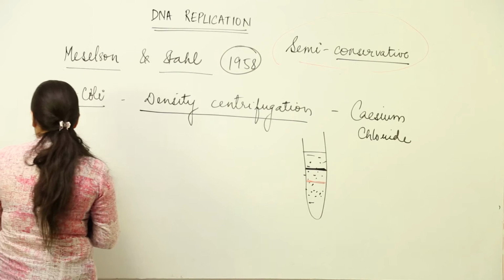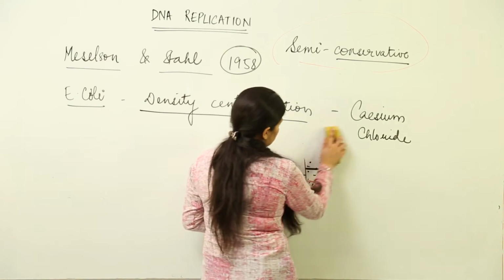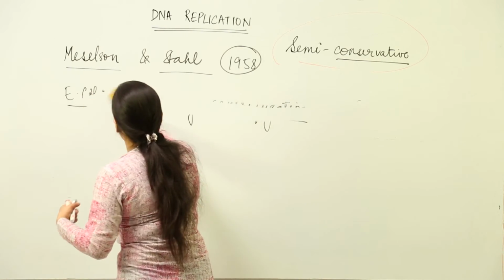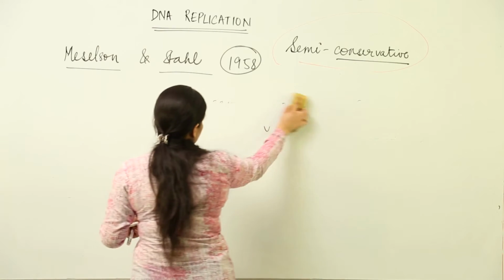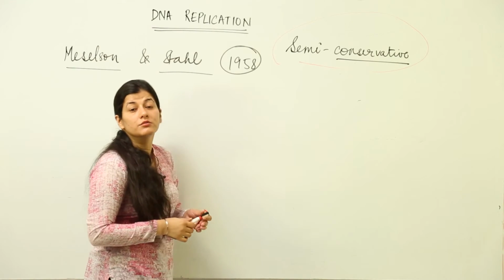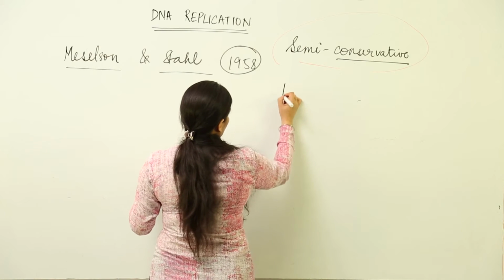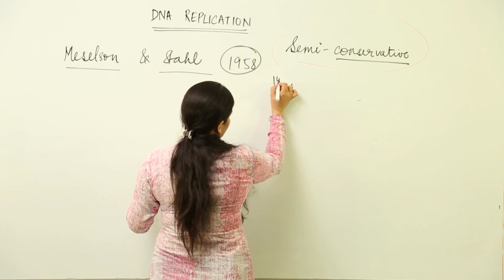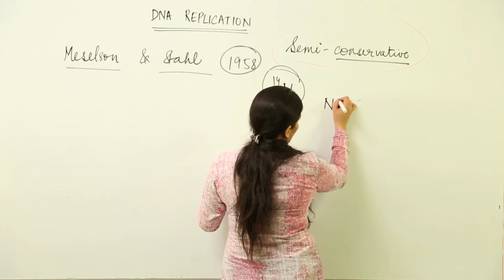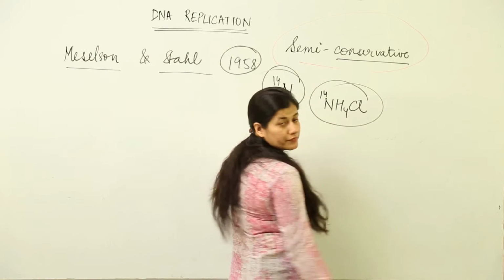Now, what is done in the experiment is that E. coli is first of all grown for considerably one day on a medium that contains radioactive ammonium chloride, okay. So, our aim is to grow E. coli on radioactive nitrogen, heavy nitrogen. It is grown on NH4Cl, right.